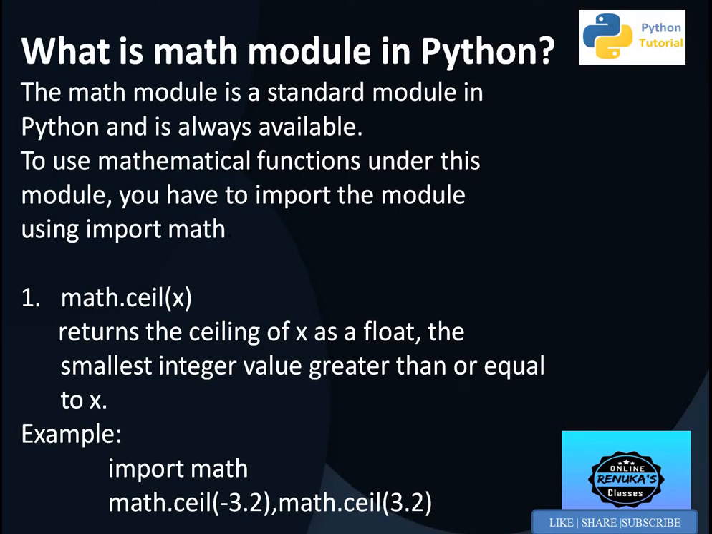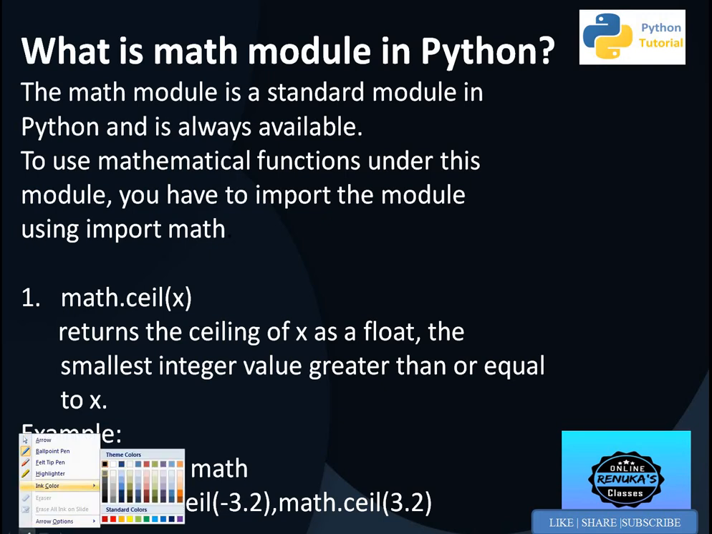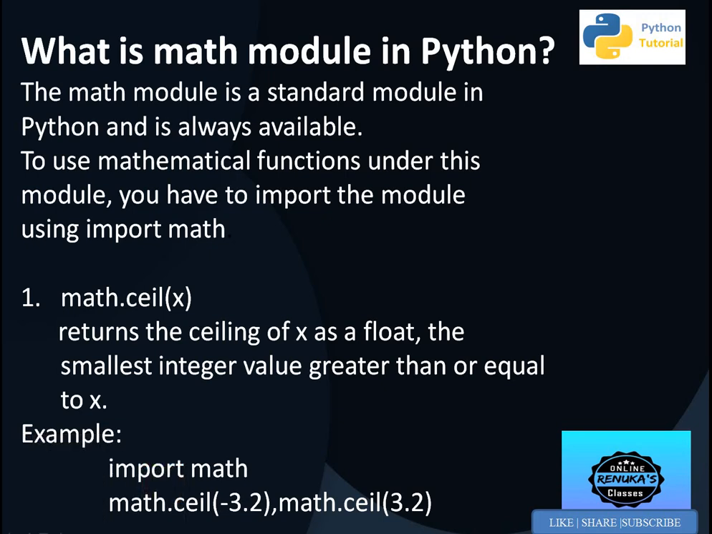can be used. And to use those functions in the math module, we first mention math with the dot operator, and then we can mention the function, and this is known as dot notation. This is known as dot notation, where we use the function with the help of the module name and a dot operator. So this is known as dot notation.